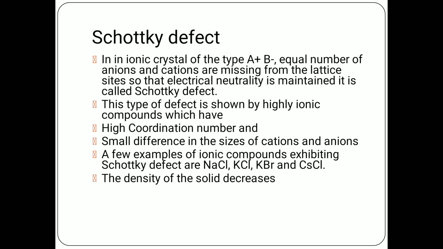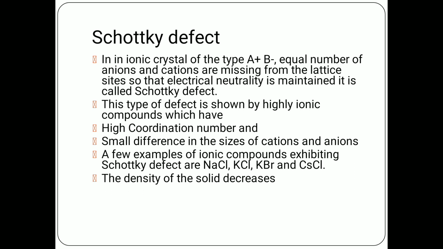This type of defect is observed in ionic compounds that have a high coordination number. Guys, regarding high coordination number, for your reference remember, group 1 elements preferably have a very high coordination number. So group 1 halides usually show a Schottky defect. There should be a small difference in the size of cation and anion. The difference in size of cation and anion should be small.